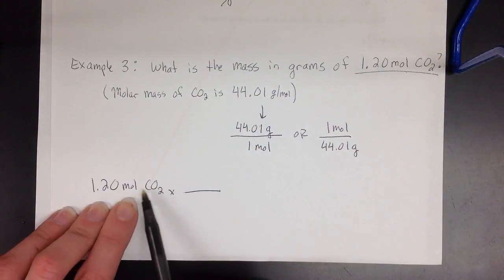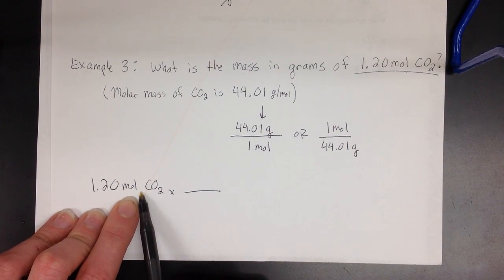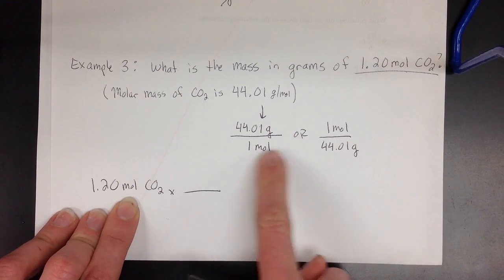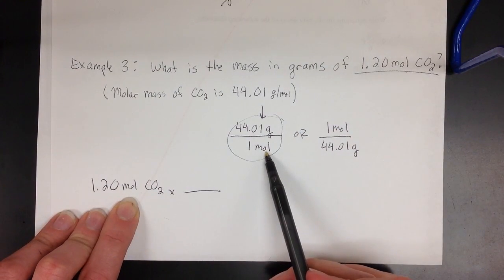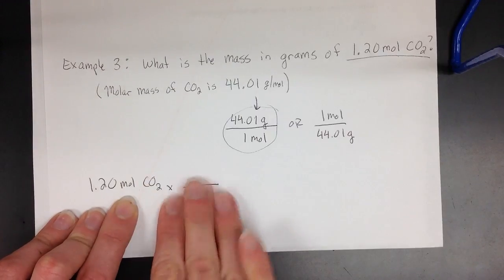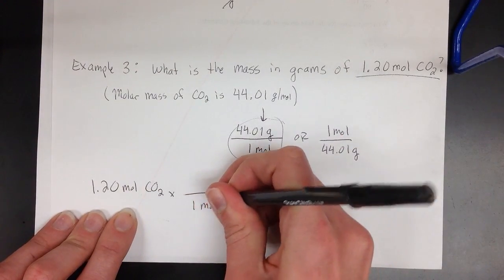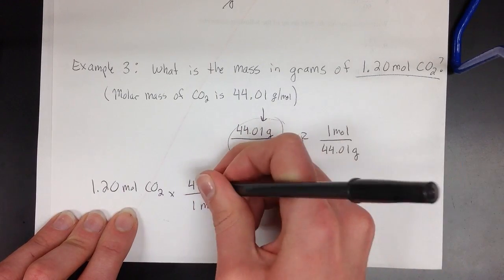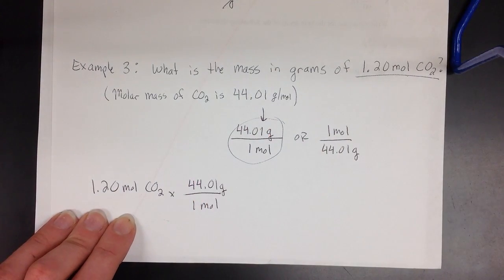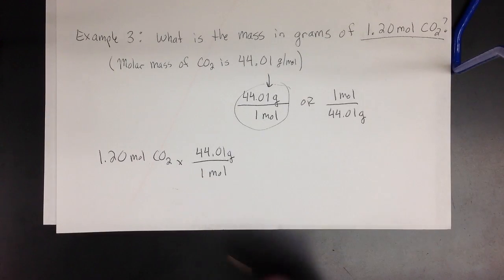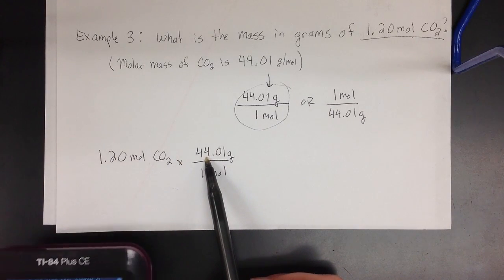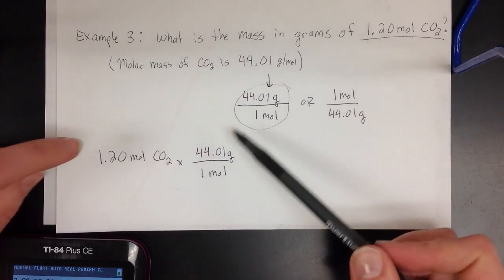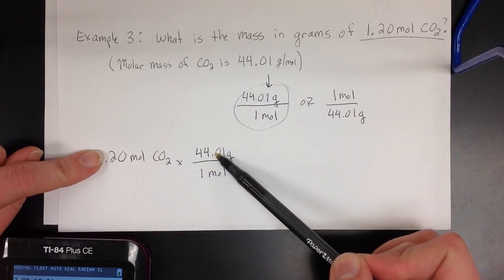So to cancel moles, I want the unit mole on the bottom. So which of these am I going to use? Well, this one here has moles on the bottom, so I'm going to use this one right here. So 1 mole on the bottom, that would put my 44.01 grams on the top. In this case, I'm going to be multiplying my 1.20 times 44.01, and the reason why I'm multiplying is because these are on the top.